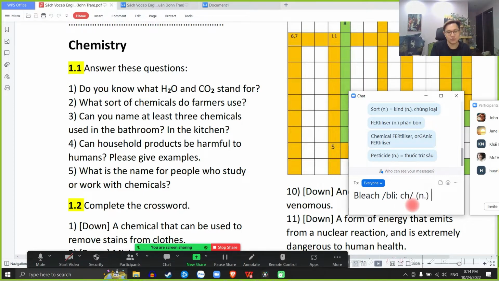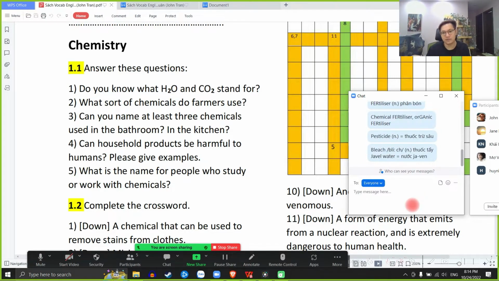Bleach is thuốc tẩy. Well, bleach in chemistry we call Javel water. Javel water. In chemistry we call them Javel water. So it's bleach.